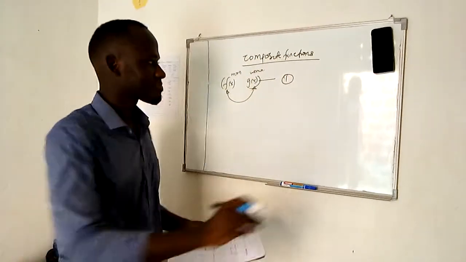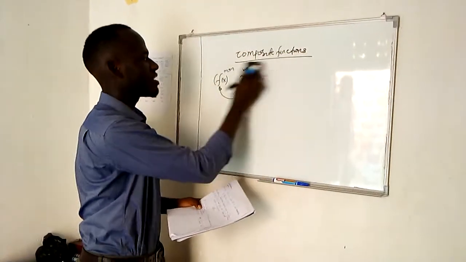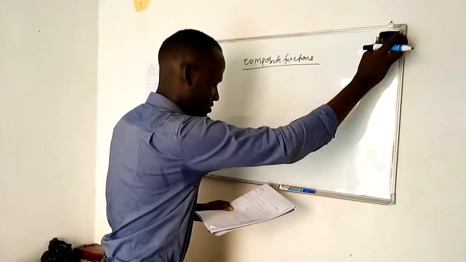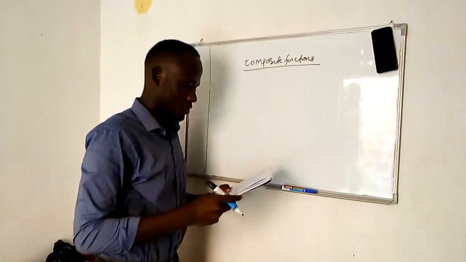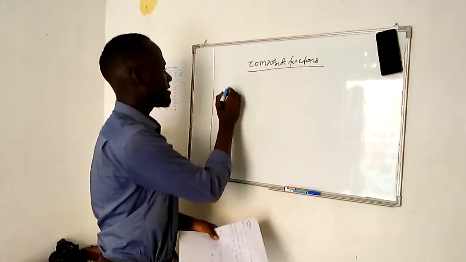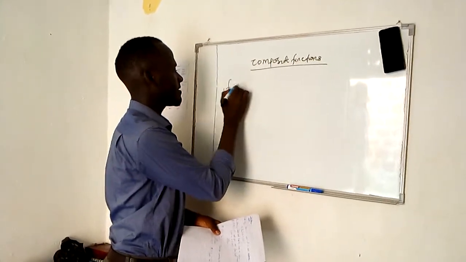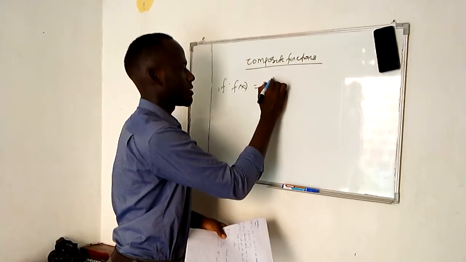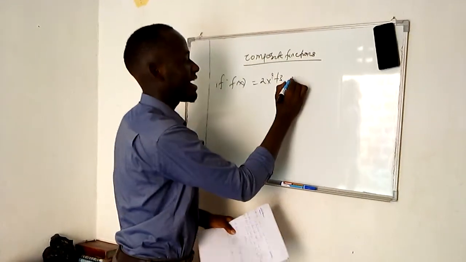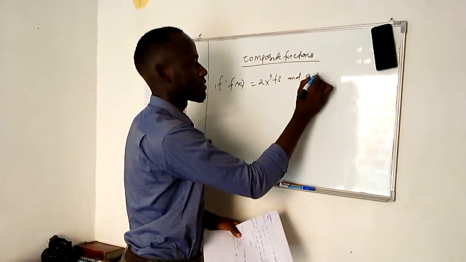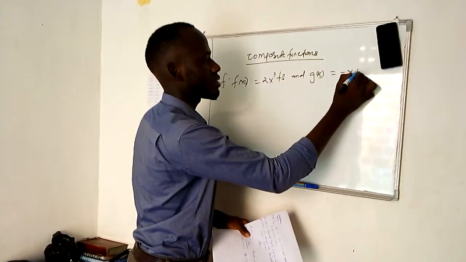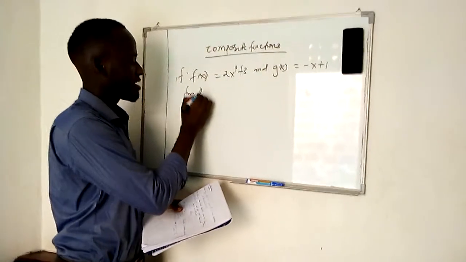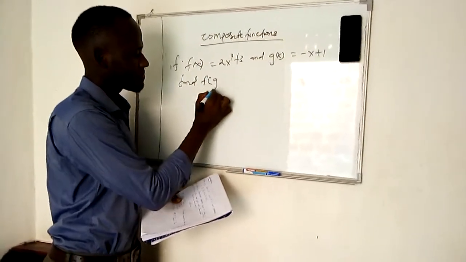Let us run first to a problem that there is in composite functions. So we have an issue. If f of x is equal to 2x squared plus 3, and g of x is equal to minus x plus 1, we shall find f into g of x.